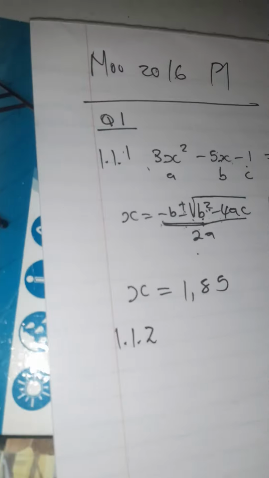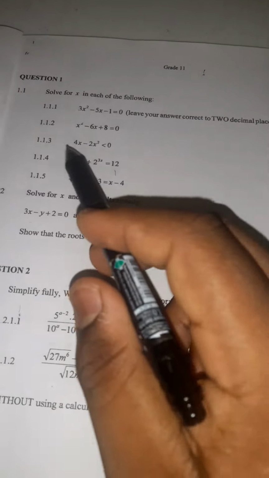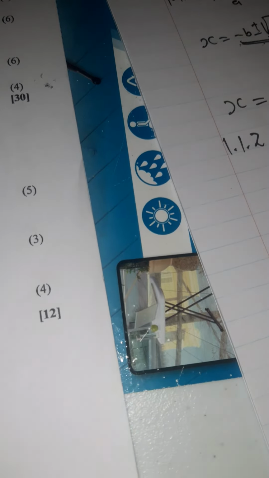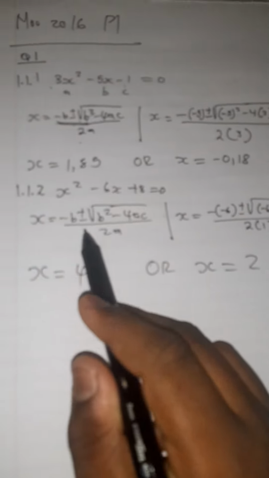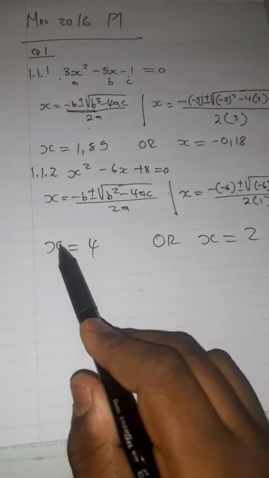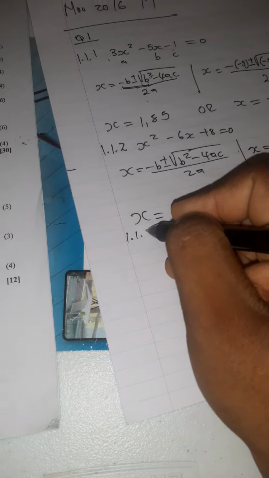1.1.2. Let's check 1.1.2. It says x squared minus 6x plus 8 equals 0. Even here we are going to apply our quadratic formula. Let me not waste time and just do it and apply everything. I'm done now. I just applied my formula. This is my quadratic formula. This is where I substituted everything, and these are my 2 answers. Hopefully now you know what to do when you have such a scenario.